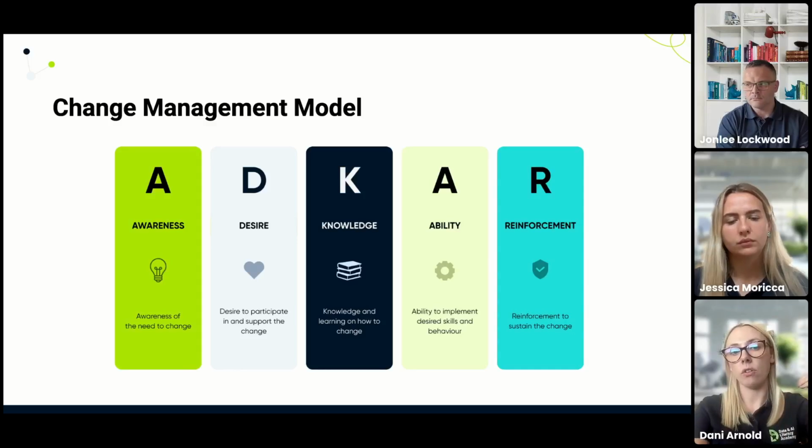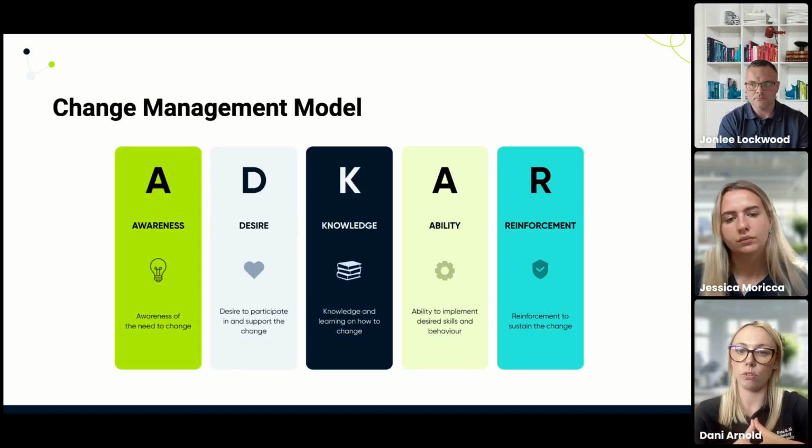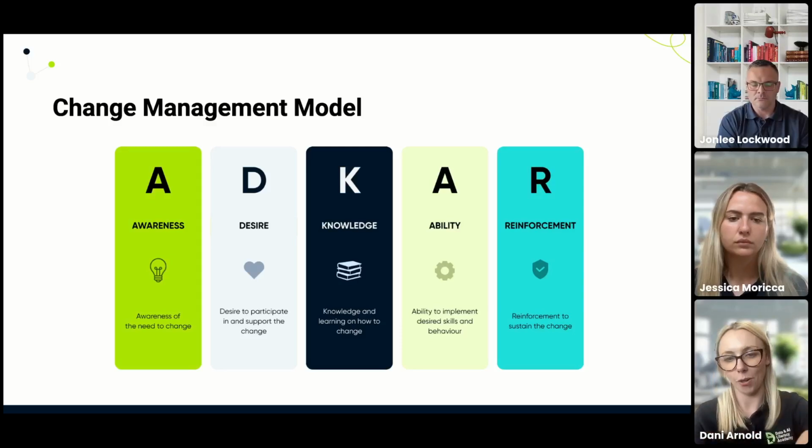We end on reinforcement in the ADKAR model, and that really is about making the change stick once the training has ended. Without that, ADKAR tells us that people can slowly drift back into old behaviors, no matter how good the first 4 stages are and how much effort you've put into them.